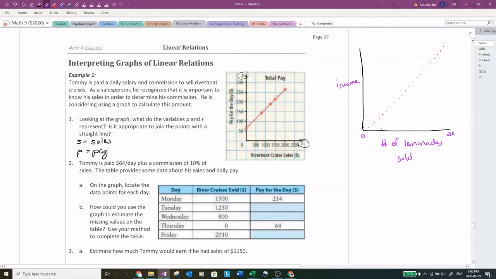And I'm not going to connect those with a straight line, because there is no number of lemonades that corresponds with this value right here. Whatever the income would be, I can't actually do that, because this is a countable thing on the x-axis. So I would use dots for that one.